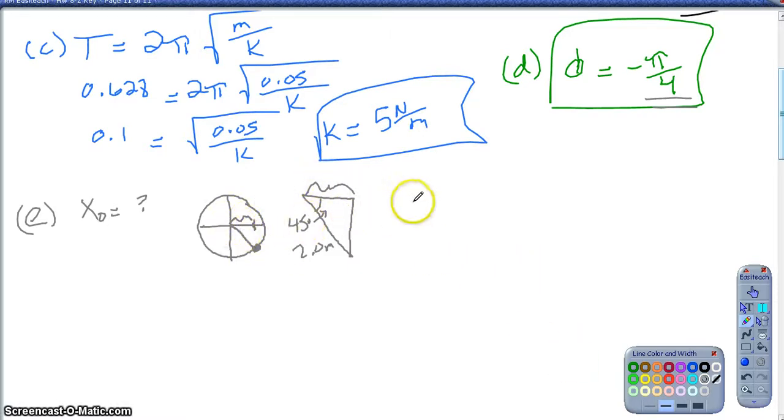So all I have to do is set up a little bit of trig. The cosine of 45 degrees, or the cosine of pi over 4 if I'm using radians, would equal my variable that I'm looking for, my initial position, divided by 2.